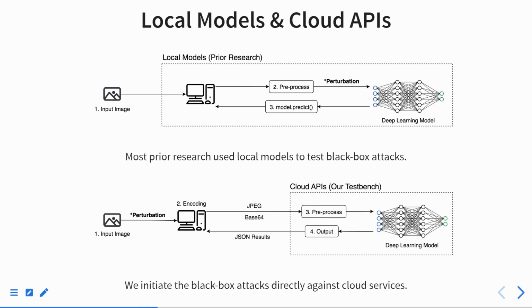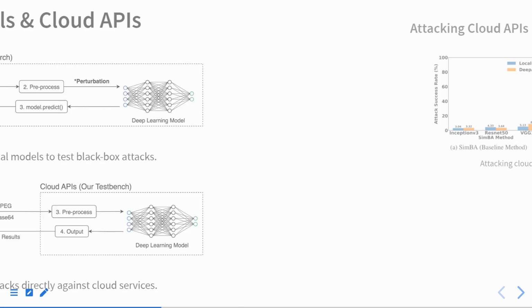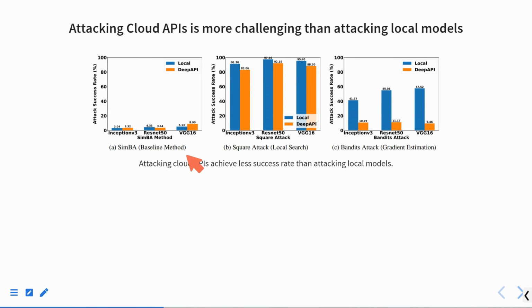As a result, we initiate black box attacks directly against cloud services to avoid making similar mistakes, and we apply the perturbation directly to the original input image. Our experimental results demonstrate that attacking cloud APIs is more challenging than attacking local models. For local search and gradient estimation methods, attacking cloud APIs achieves a lower success rate than attacking local models. In our experiments, we limit the number of queries for each image to be at most 1,000, which is quite challenging. As a result, the baseline method only achieves a success rate of roughly 5%.